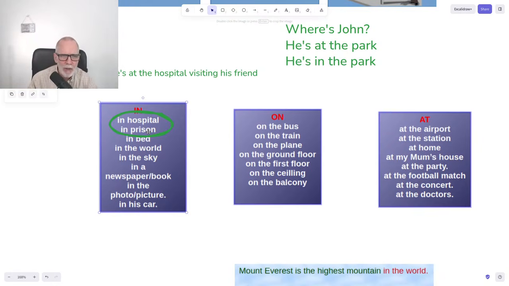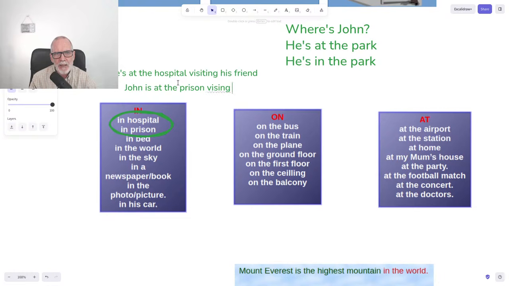O igual con otra institución como prison. Where's Darren? He's in prison because he committed a crime. Es un crimen. But if you say, where's John? He's at the prison visiting Darren, who is in prison. Let me write that down to make it clearer. Where's John? John is at the prison visiting Darren, who is in prison.